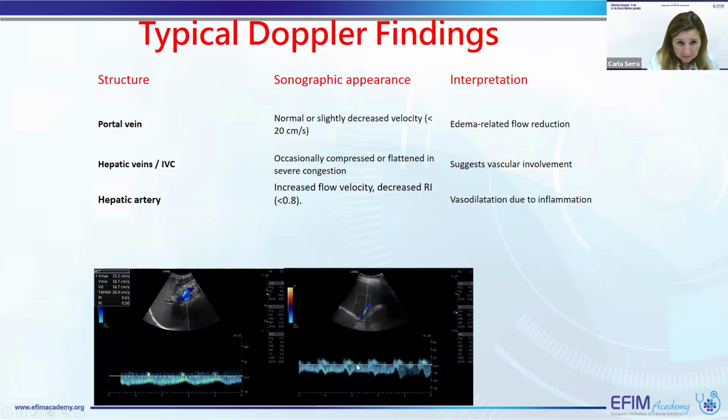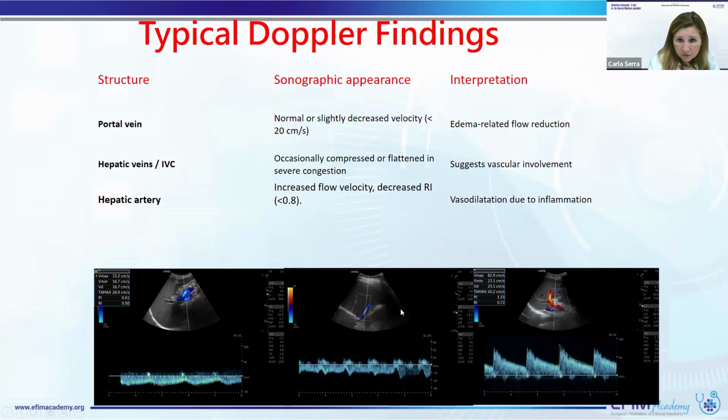In case of the hepatic vein, we can have a compression of the vessel due to inflammation or the edema. And in some cases, we can also have a flattening in case of severe congestion. We can see here a case of reduction of the normal triphasic flow of the suprahepatic vein.